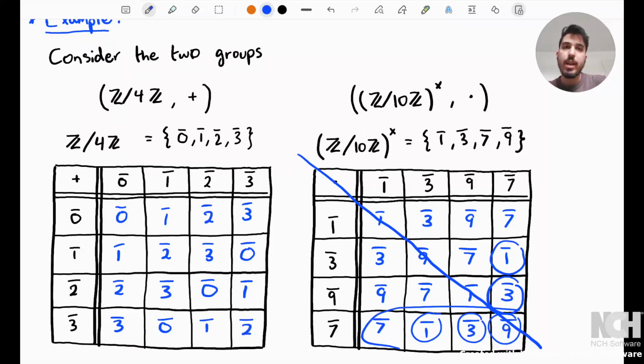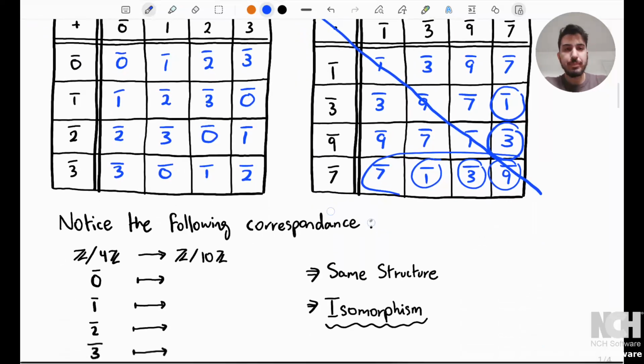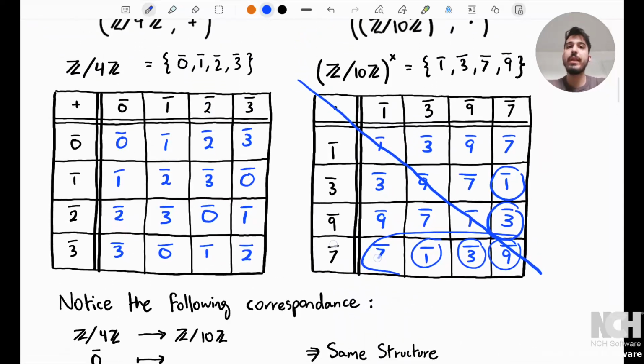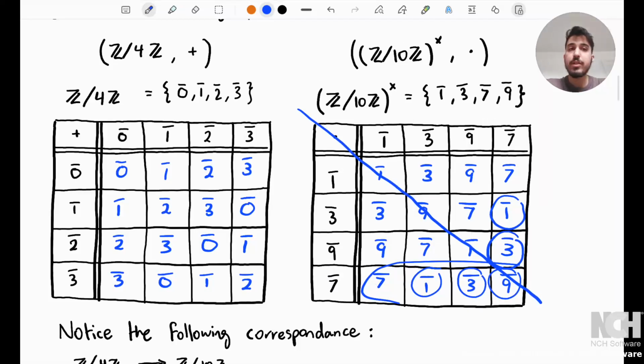Now, you will tell me, is there a reason you have put these two tables next to each other? And I will tell you, yes, there is a very important reason why Z4Z and Z10Z star are actually very related. They are in fact the same group. And you will ask me, why is that? I will tell you, well, it's true that the operations are different. It's true that the labeling of the elements are different, but they both have 4 elements.